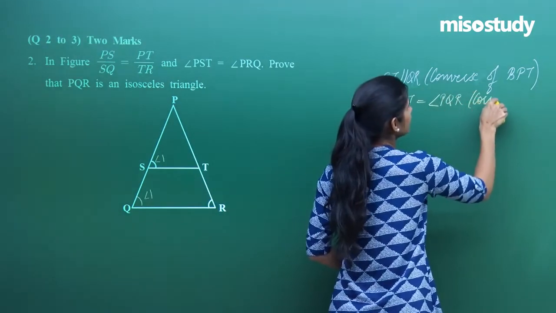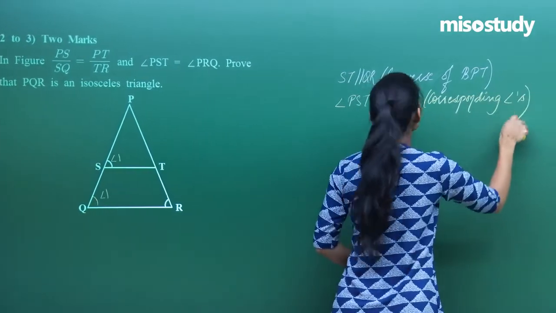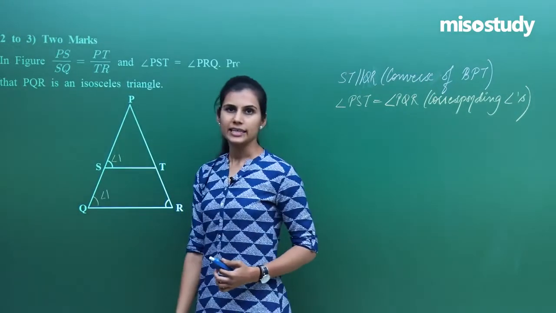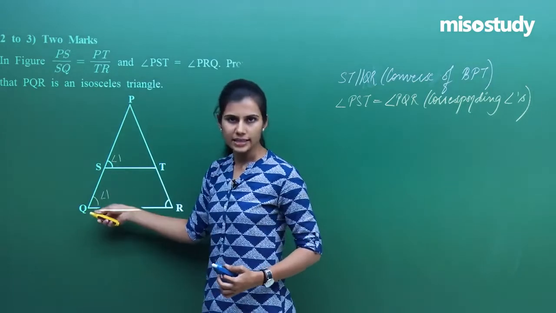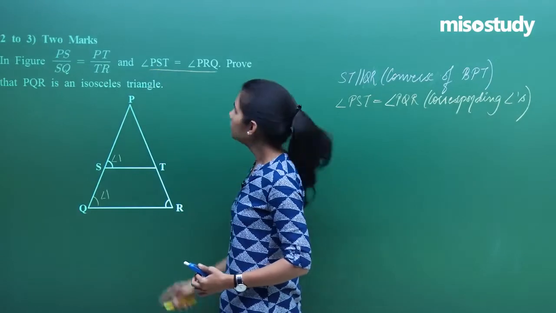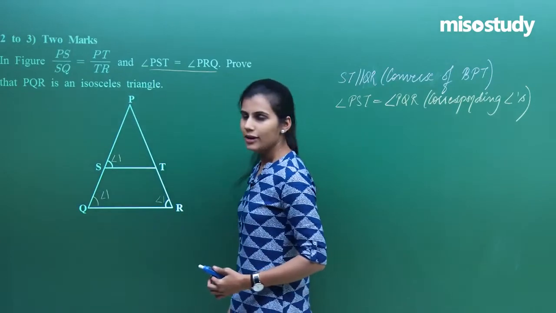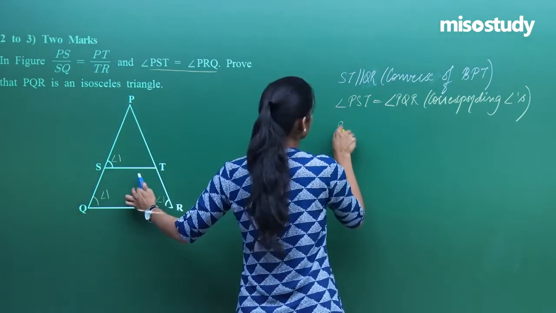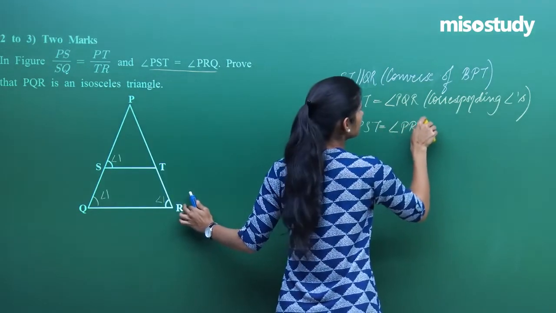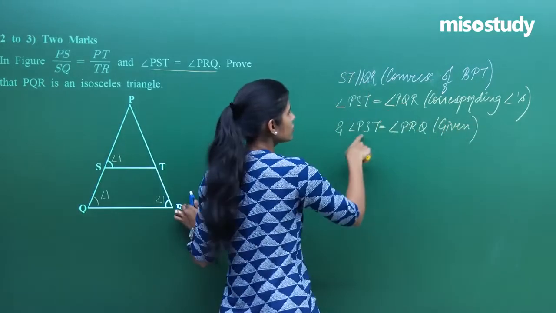So I will have angle PST equal to angle PQR because they are corresponding angles. Here I am interpreting the situation as what? ST line is parallel to QR line and PQ is acting as the transversal, making each pair of corresponding angles equal. Moreover, it is given in the question that angle PST is equal to angle PRQ. So if this is angle 1, this is also angle 1. Already it is giving that angle PST is equal to angle PRQ.